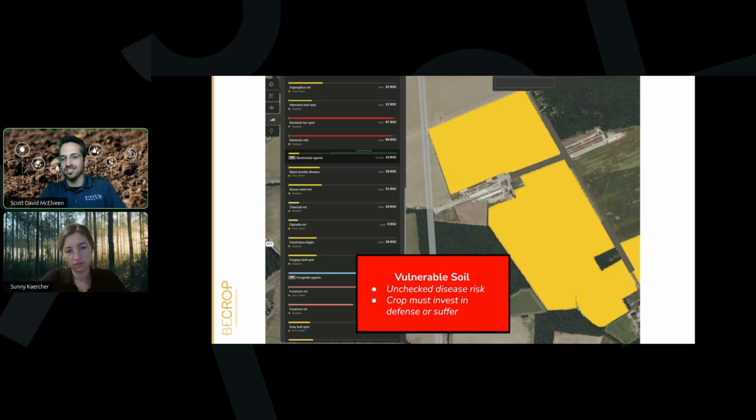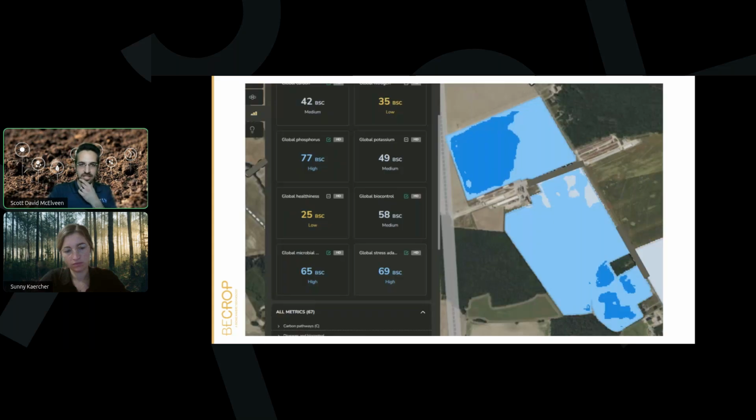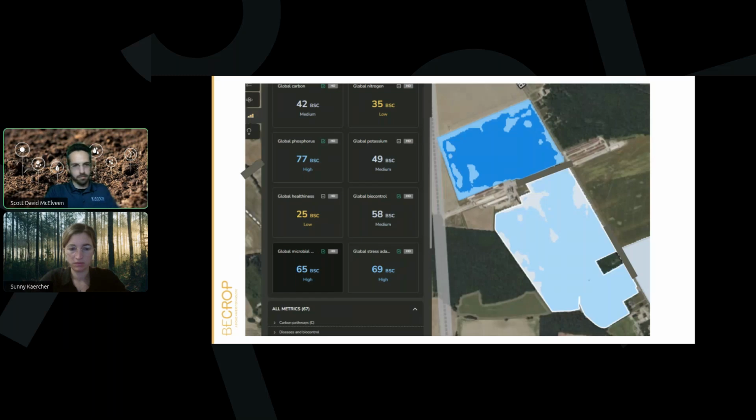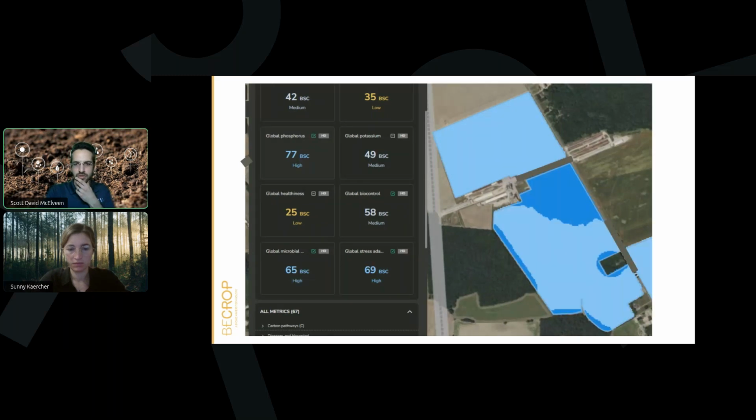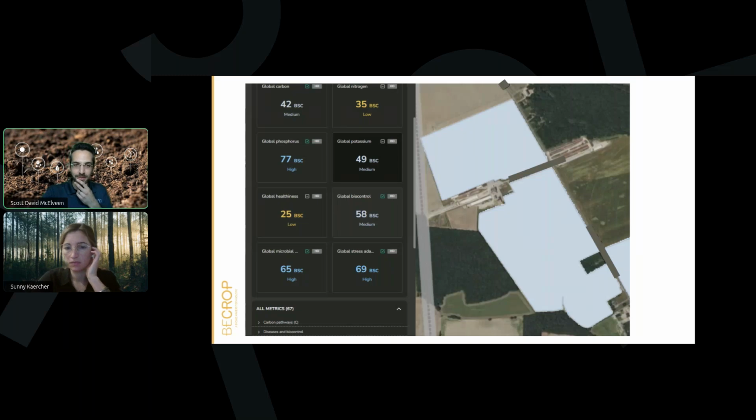But what if I've already made decisions? I've already planted this crop. I've already got the seed that I've got. Is there anything I can do this season to reduce my risk of the crop suffering from bacterial disease? Okay, let's see. My global stress adaptation potential is quite good. My global plant growth promoting potential is quite good. My plant hormone producers are in good numbers. Global phosphorus, my capacity to mobilize plant available phosphorus is awesome. Pretty good on potassium too.